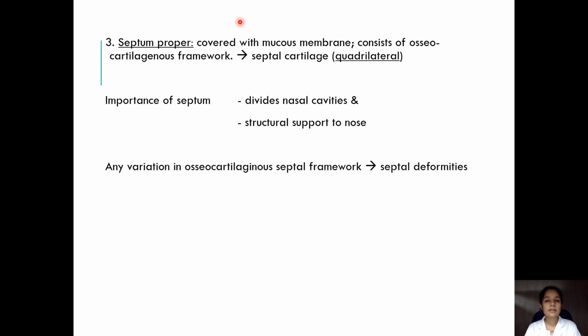Bony framework of this septum will be the perpendicular plate of ethmoid, vomer bone, and the rostrum of sphenoid. And the cartilaginous framework will be the quadrilateral septal cartilage, which is attached to the perpendicular plate of ethmoid and the vomer bone. Importance of nasal septum is that it divides the nose into two narrow nasal cavities, and it gives structural support to the nose and forms the dorsum of the nose. Any variation in this osteocartilaginous septal framework will cause septal deformities.